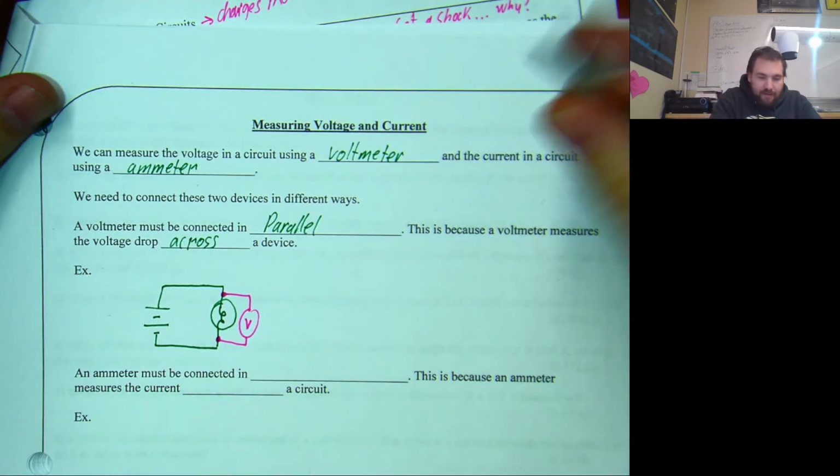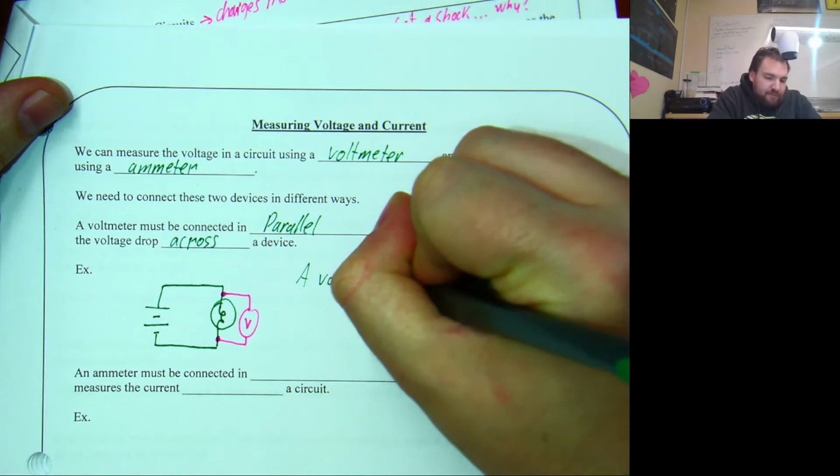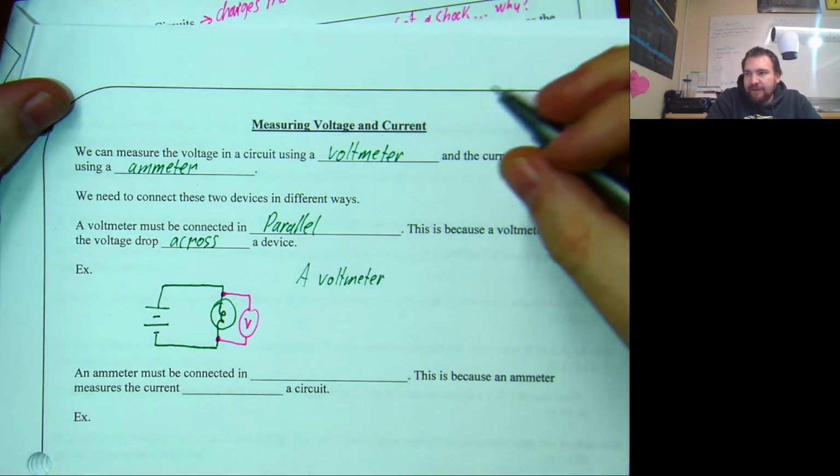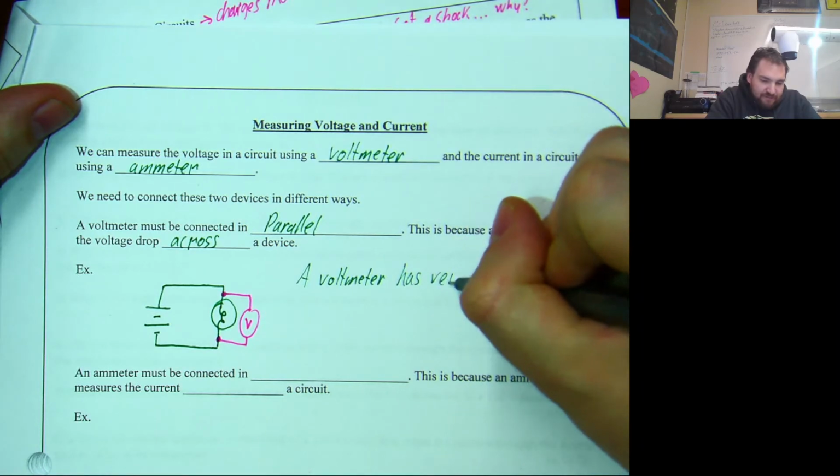Are we going to do a lab on that? Kind of. A voltmeter has very large resistance.